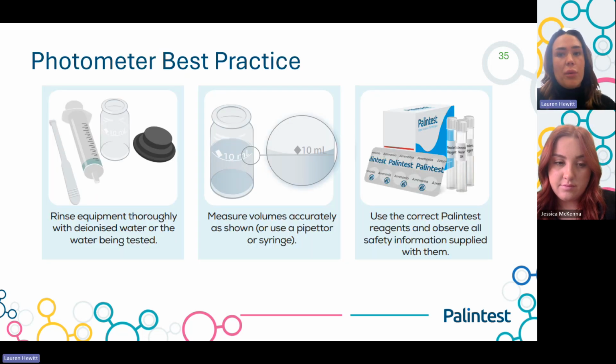So what can you do to ensure you get the most accurate results out of your instrument? Always rinse both glassware and accessories thoroughly, with deionized water if possible. If not, then rinse the test vial with the sample that's going to be analysed before testing. This will ensure there's no cross-contamination. Always measure the volumes accurately as stated. This is because Pale and Test calibrations are compiled using a specific test volume with the chemical available in the test tablet. Not having the correct volume could result in inaccurate test results. And always make sure to use the correct Pale and Test reagents for the test being carried out and observe any safety information provided.